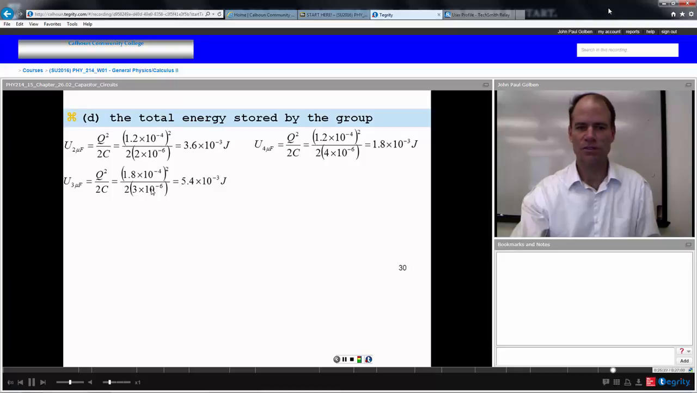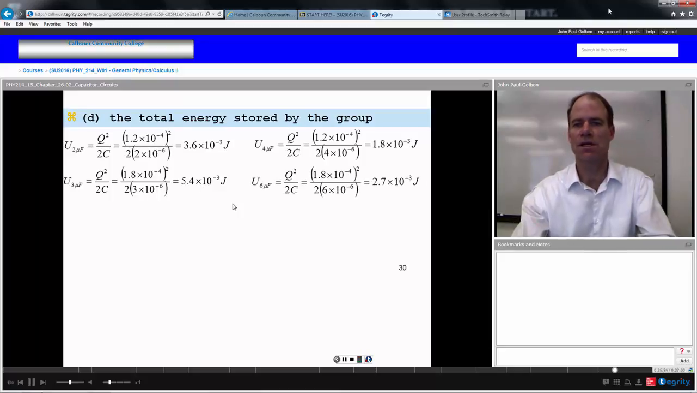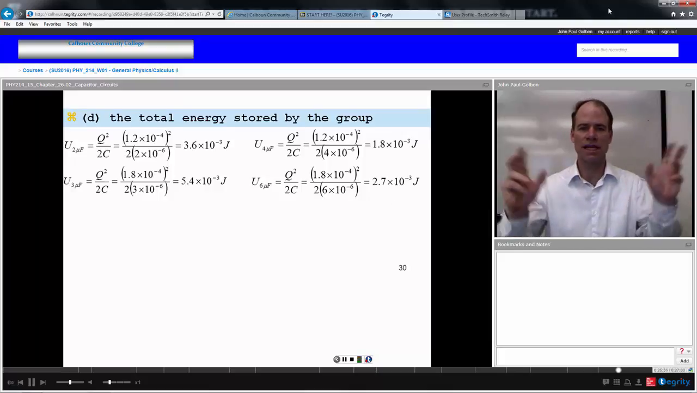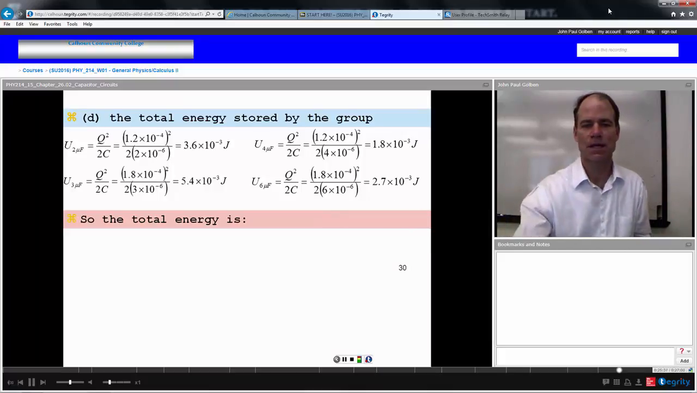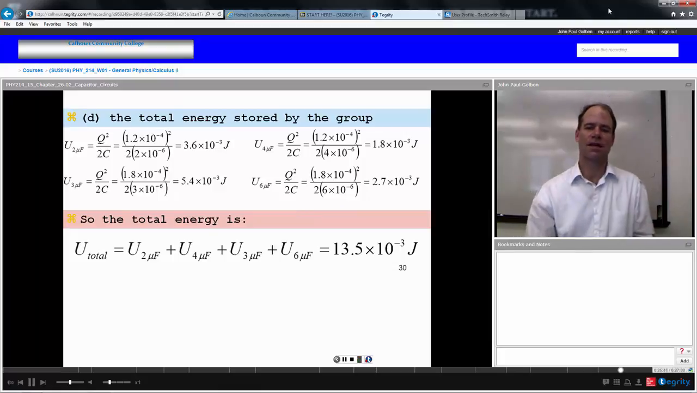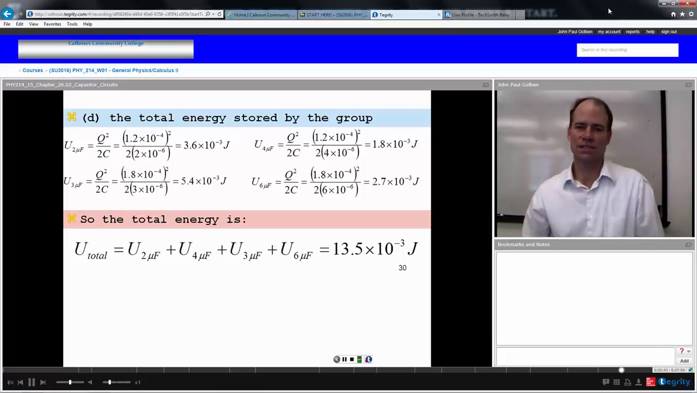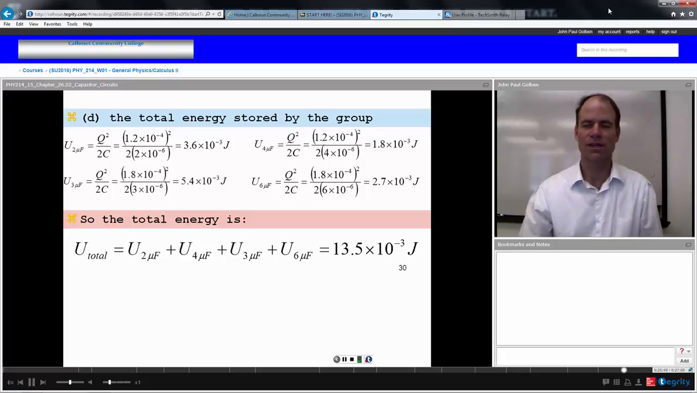Q squared over 2C for 3 microfarads gives us 5.4 millijoules. Q squared over 2C for the 6 microfarads gives us 2.7 millijoules. So those are the energy stored in each capacitor. So the total energy stored in this circuit is 3.6 plus 5.4 plus 1.8 plus 2.7 millijoules, or 13.5 millijoules.